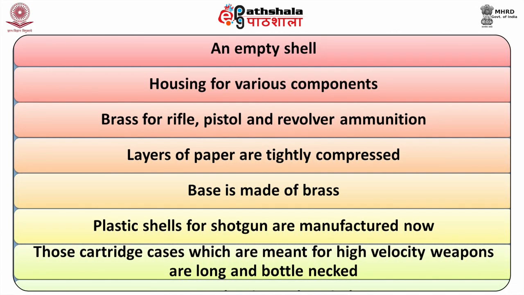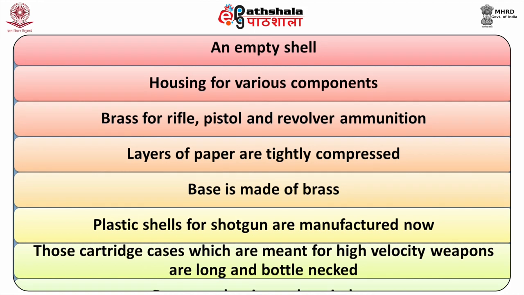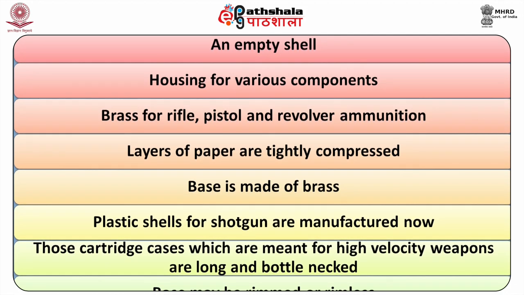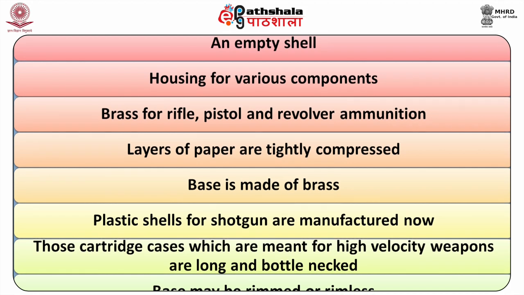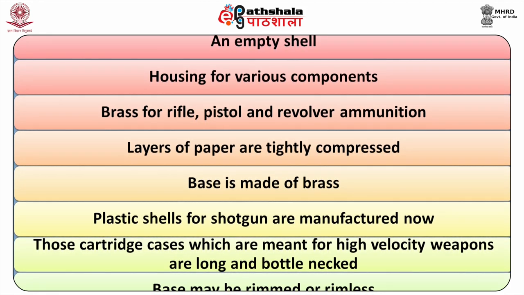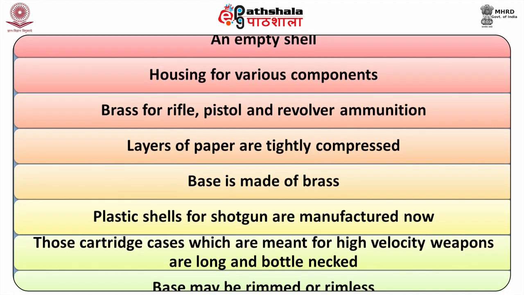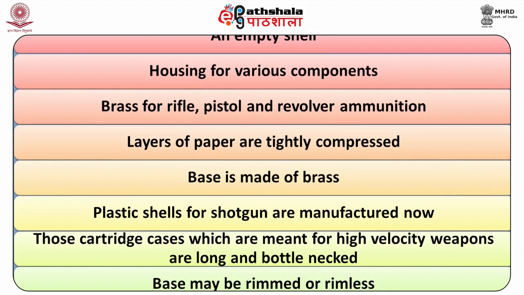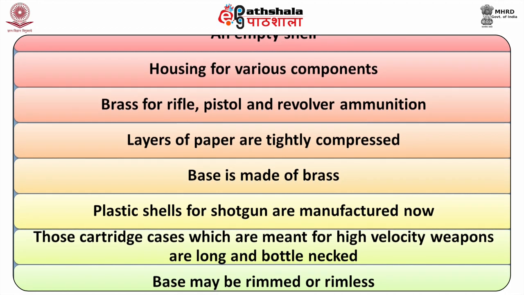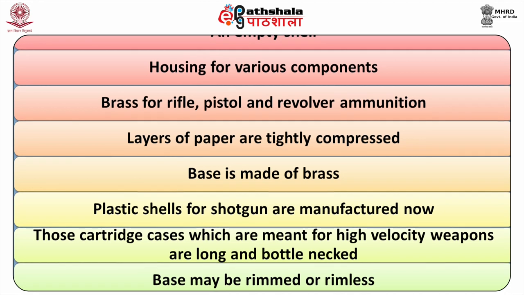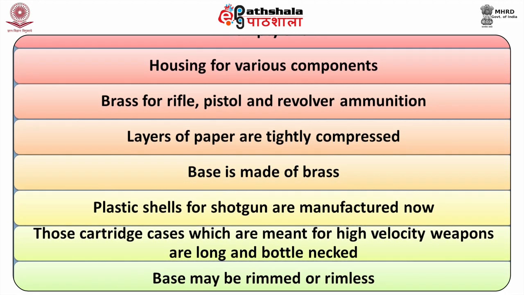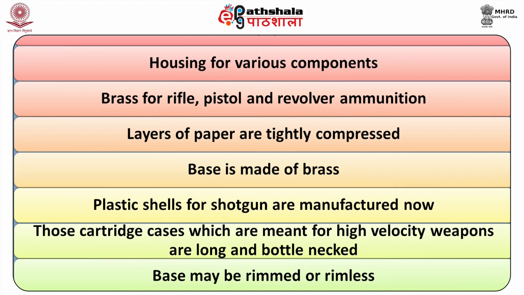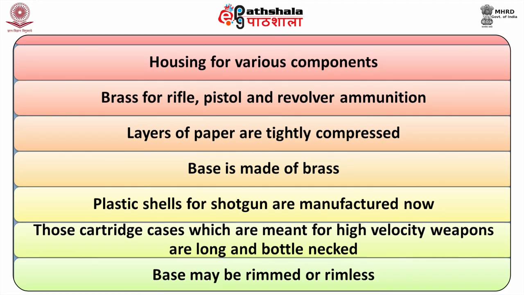A cartridge case is also known as an empty shell. It provides housing for various components of the cartridge. It is usually made of brass for rifle, pistol, and revolver ammunition. For shotgun, the cartridge case is made from several layers of paper which are tightly compressed. The base of this paper shell is made of brass. Plastic shells for shotguns are also being manufactured now. Those cartridge cases which are meant for high velocity weapons are long and bottlenecked. The base of the cartridge case may be rimmed or rimless.